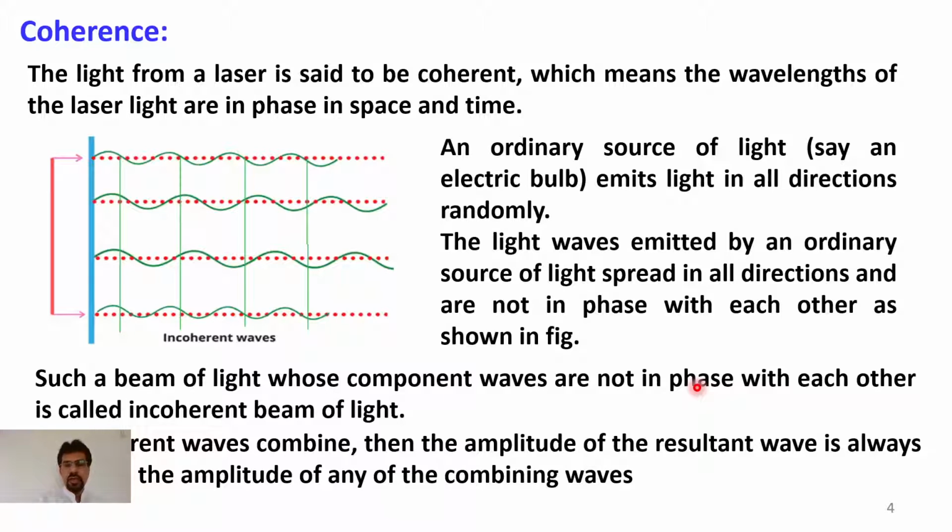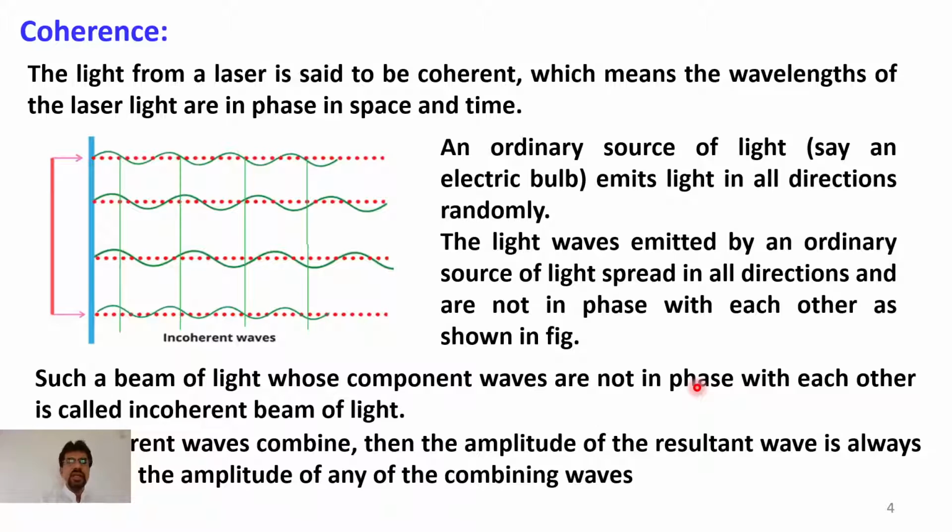In the first chapter, I have already told you about the different characteristics of the laser. Coherence is one of the characteristics. The light from a source is said to be coherent, which means that the waves of the laser light are in phase, in space and time. Due to that, the light from the laser is said to be coherent.